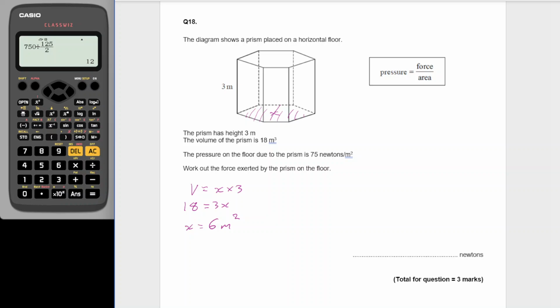And then we want to work out the force. So if I rearrange this equation, the force is going to be equal to the pressure times by the area. So that's going to be equal to pressure 75. It is in consistent units, newtons per meter squared, so times by 6. So 75 times by 6 gives us 450 newtons.